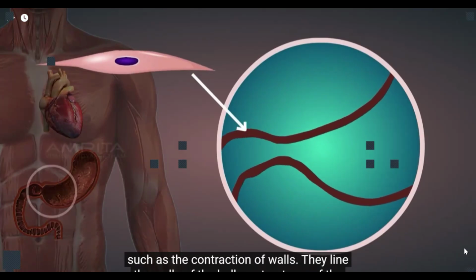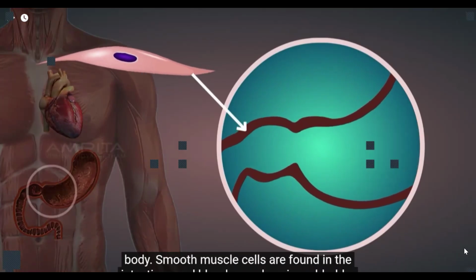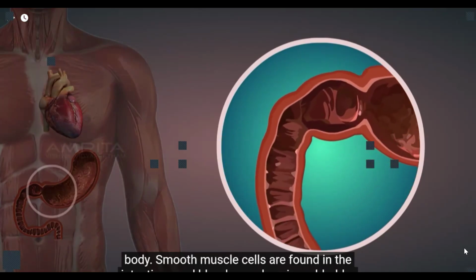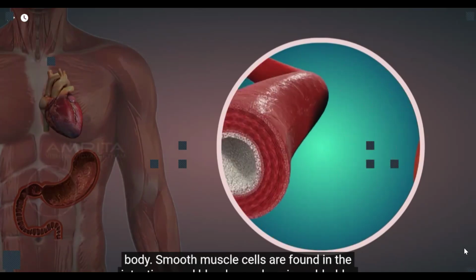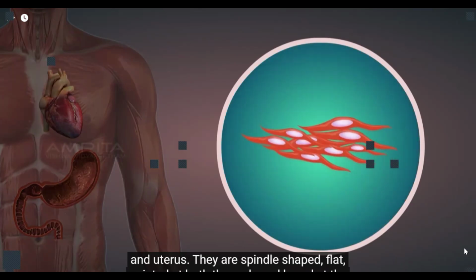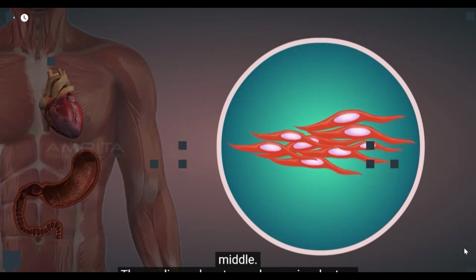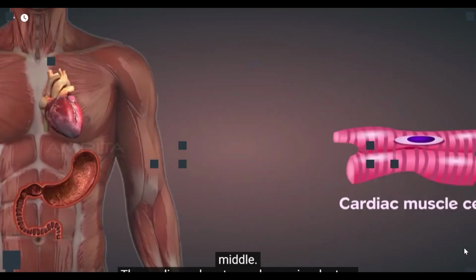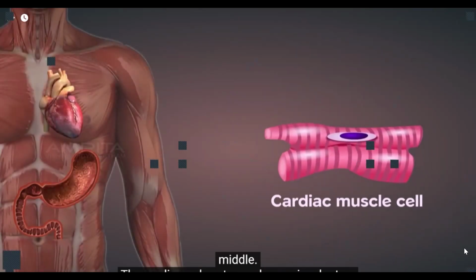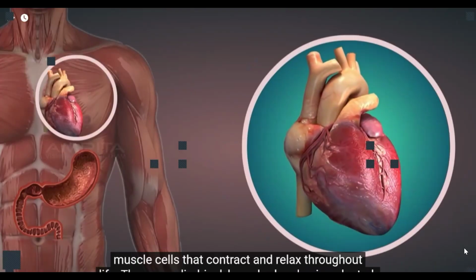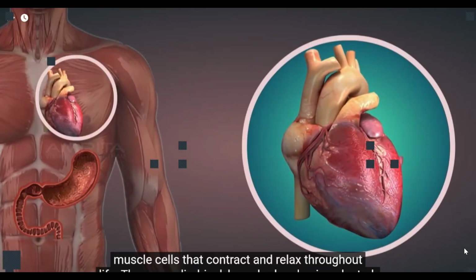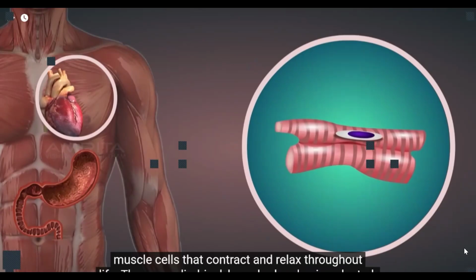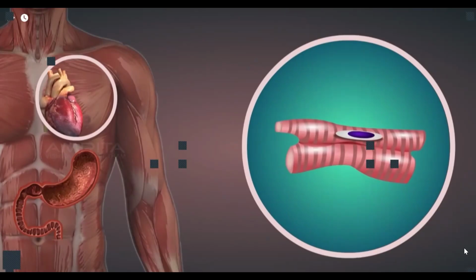They line the walls of the hollow structures of the body. Smooth muscle cells are found in the intestines and blood vessels. They are spindle-shaped, flat, pointed at both the ends and broad at the middle. The cardiac or heart muscles are involuntary muscle cells that contract and relax throughout life. They are cylindrical, branched, and uninucleated.